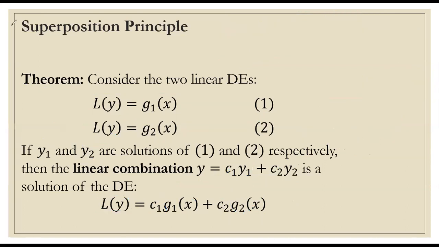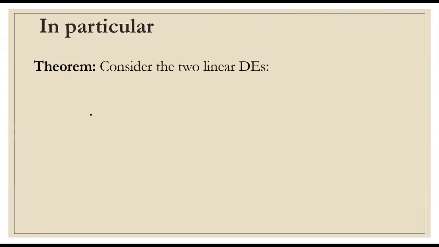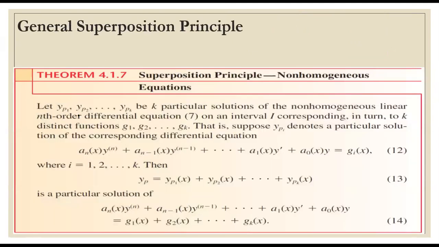Okay? So here, yp1 is the solution of the first equation, yp2 is the solution of the second equation, and ypk is the solution of the differential equation number k. Now I have a question. Is there any difference between those differential equations? And what about the right-hand side?